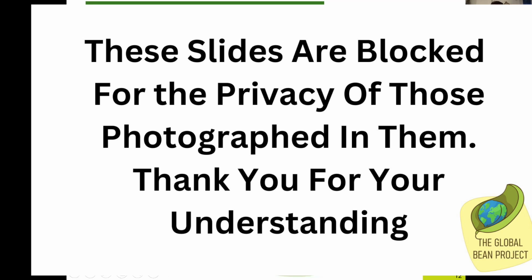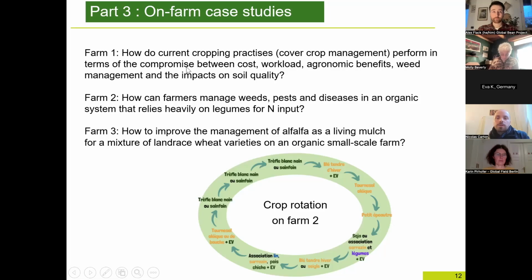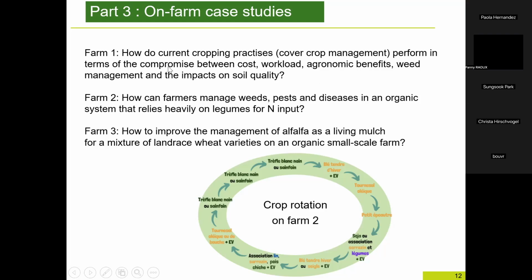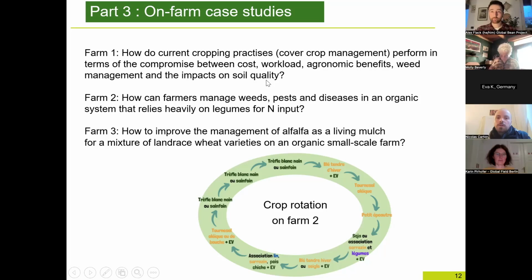So just very briefly, the topics that they chose based on the current challenges on those farms. In one farm, they were looking at improving the compromise between cost, workload, agronomic benefits, weed management, and the impact on the soil, because this farmer had installed cover crops, and he could see that it was taking a lot of work for him, so he was interested in having this diagnosis.